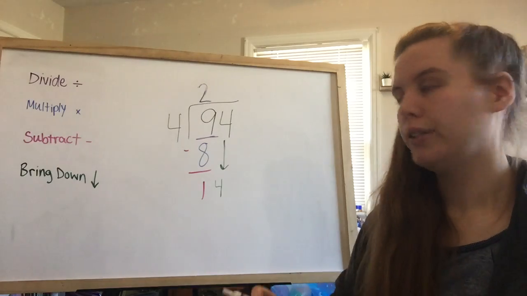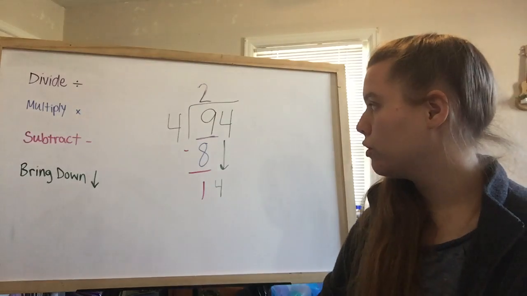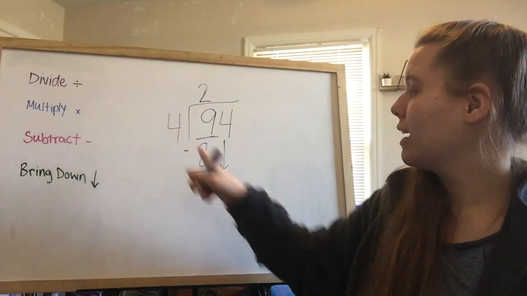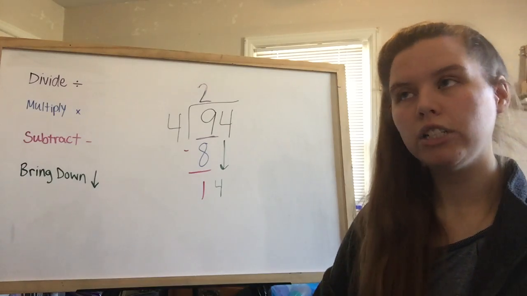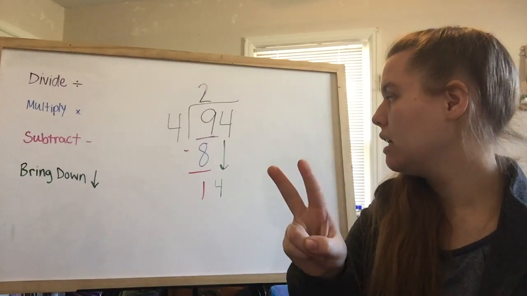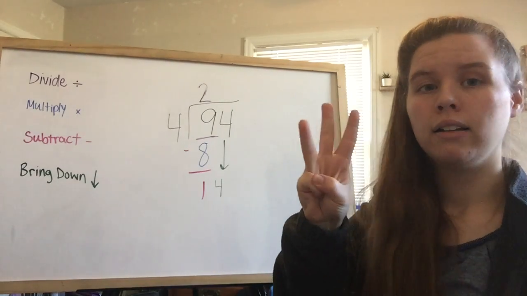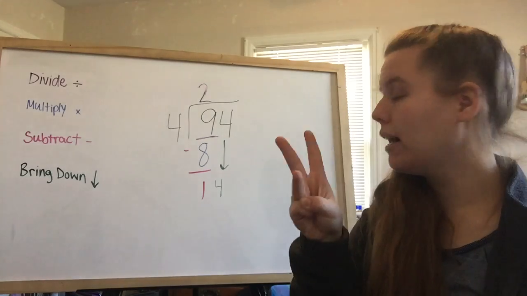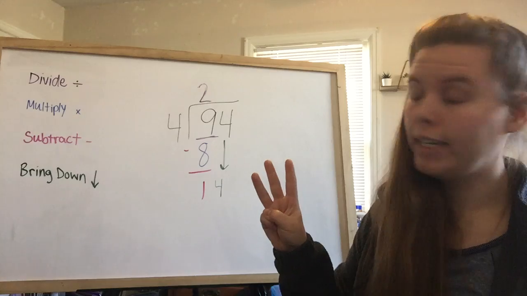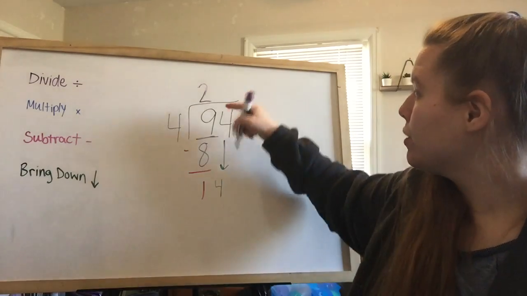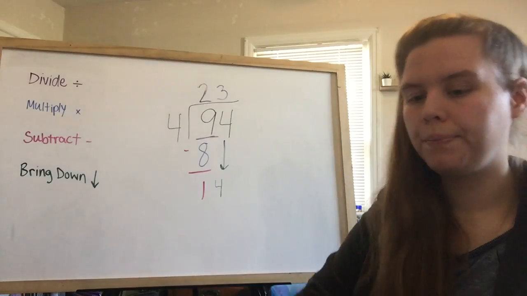Okay, so let's divide. How many times can I divide 14 into 4 equal groups? Or how many times do I count by 4s until I say 14 or something less than 14? Let's check. 4, 8, 12, 16, too high. Only 3, right? 4, 8, 12. Because if I did 4 times, I would be bigger than 14. And that's illegal. We can't do that. So I'm going to write my 3 up here. And I'm going to line it up, okay, with my 4s.